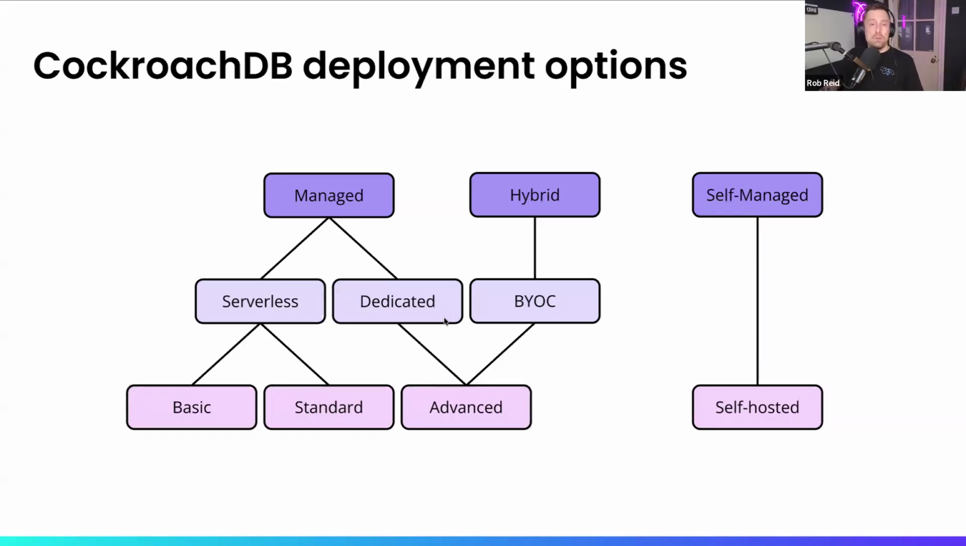Next, we have dedicated hardware. So you would have a number of servers, and we call that our advanced tier. Beyond this, there's also a self-managed option. Ultimately, CockroachDB is deployed as a single binary Docker image or Kubernetes pod.